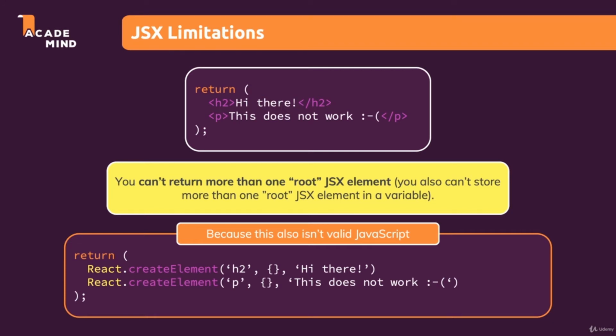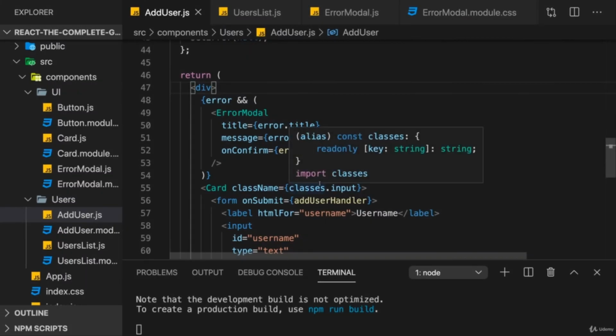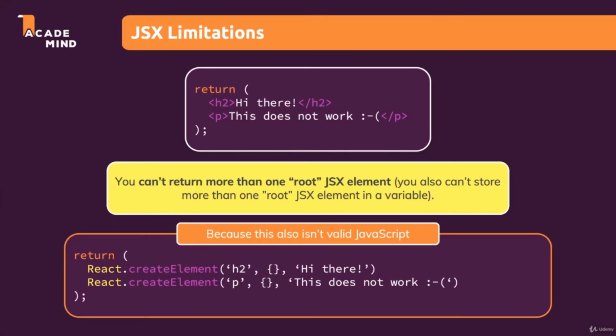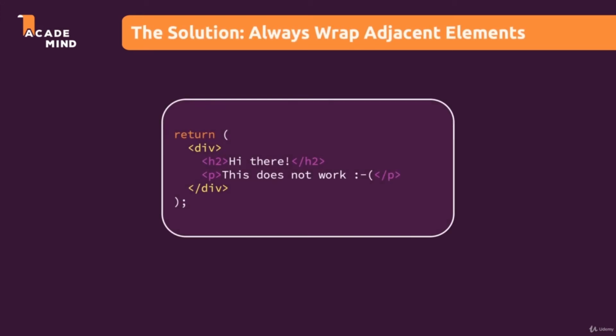Now, how can we work around that? There is one solution, and actually we can already use that solution here in that AddUser component in that provided project which you find attached. Here I do have a wrapping div, and that is a workaround. You can solve this problem by simply wrapping the adjacent elements with a div. If you do that, then you only have one thing that you return, only one value. It's a bit like returning 3 numbers by putting them into an array.